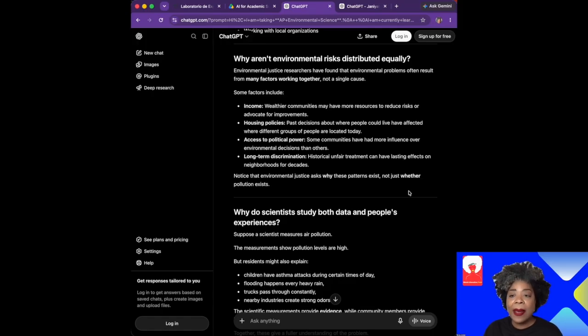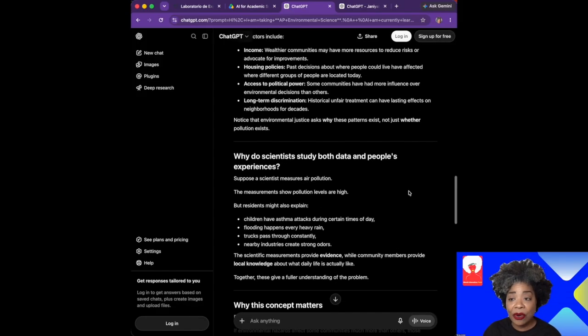Housing policies. Past decisions about where people could live have affected where different groups of people are located today. Access to political power. Some communities have had more influence over environmental decisions than others. Long-term discrimination. Historical unfair treatment can have lasting effects on neighborhoods for decades. Notice that environmental justice asks why these patterns exist, not just whether pollution exists.